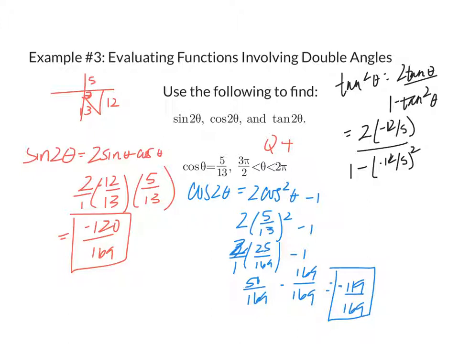So the numerator is going to reduce to negative 24 over 5, over 1 minus, if I square that, 144 over 25. The denominator needs a common denominator, so that's going to be 25 over 25. I'm running out of space, I just have to write on top of it, sorry. And that would leave me with negative 24 over 25 for the numerator, over negative 119 over 25.